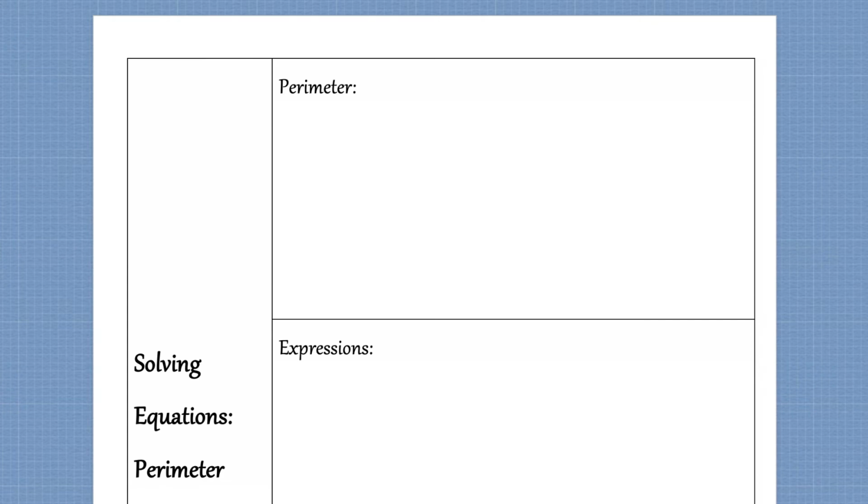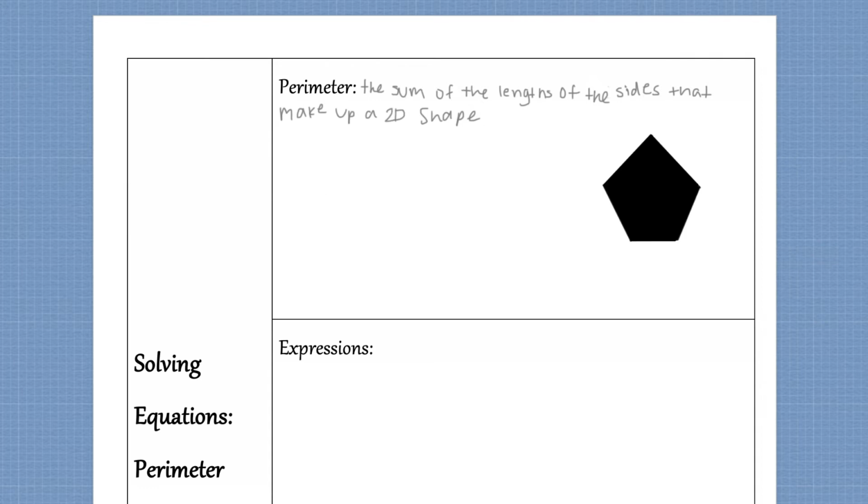So first we're going to review what perimeter is. Perimeter is the sum of the lengths of the sides that make up a 2D shape. Let's say we have this pentagon right here, and it has all of these different side lengths. Obviously this pentagon isn't drawn to scale, but if we wanted to find the perimeter, how would we do it? Well, to find the perimeter, all we have to do is add up all of the sides together.